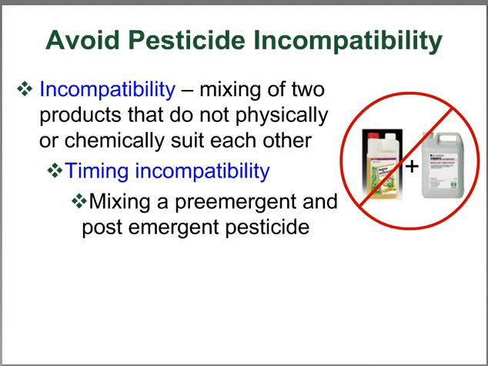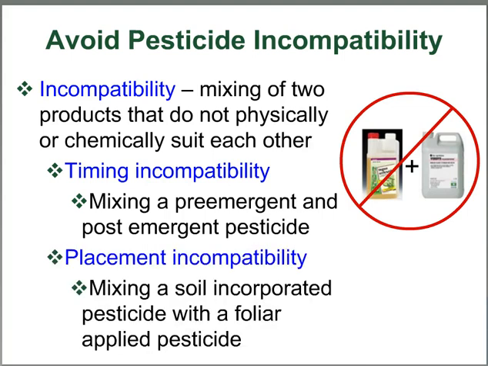Sometimes 2 pesticides require a different placement method, and this would lead to placement incompatibility. For example, tank mixing a soil-incorporated pesticide with another product that is effective only when applied to foliage would result in placement incompatibility.